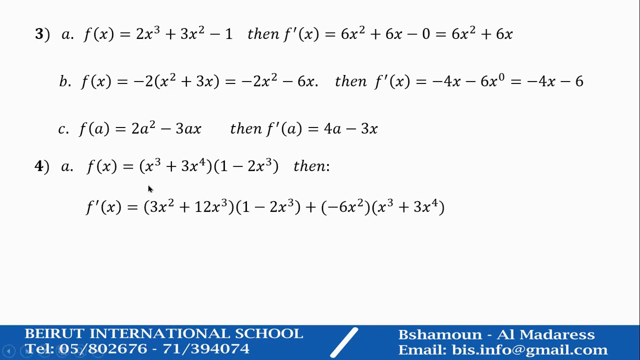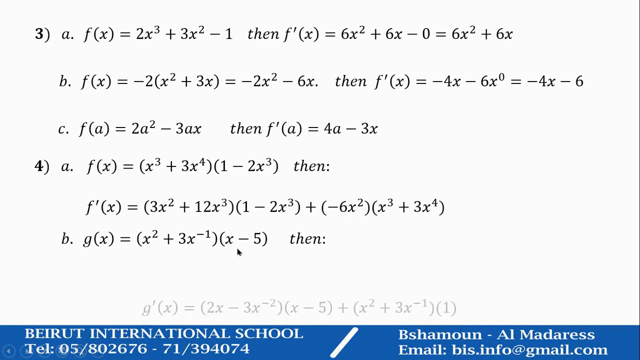U prime is the derivative of this. It is 3x squared plus 12x cubed times v. Plus v prime is the derivative of this, minus 6x squared multiplied by u. Then you simplify. G of x equals the product of two binomials or trinomials or polynomials.